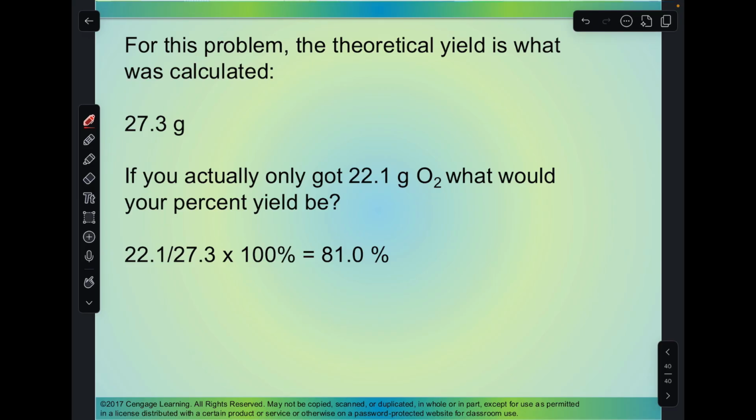And so this is another example. Let's say that you calculated you would get 27.3 grams of O2, but you only actually got 22.1 grams of O2. You would do this math: 22.1 divided by 27.3 times 100%. That's going to be equal to 81.0%. Okay.